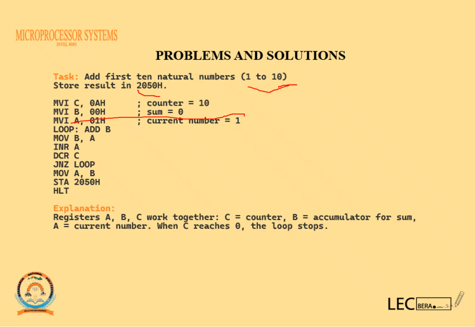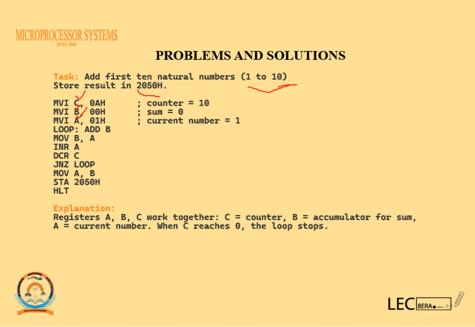We've decided that register C is going to hold our count number. Register B is going to hold our summation. Register A is where we are going to do our addition. And the first number which we are going to load to this register A, which is the accumulator, is 1, which is 01H in hexadecimal. So that's our current number.